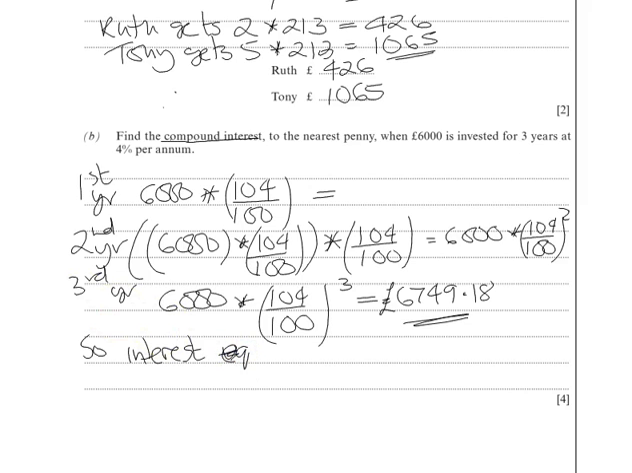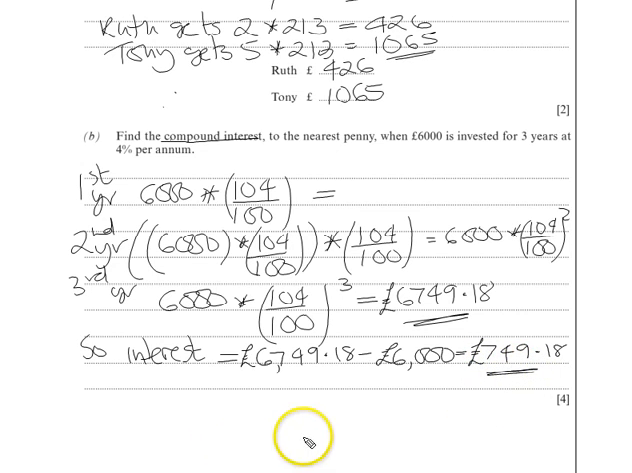equals, let's just put an equal symbol there, it's easier to do that. 6,749 pounds and 18 pence minus 6,000. Yeah, and you just get the difference. 749 pounds and 18p. That's part B done then. Okay, good. And that completes page 10. So that's good. So let's go on to the next page. Great.